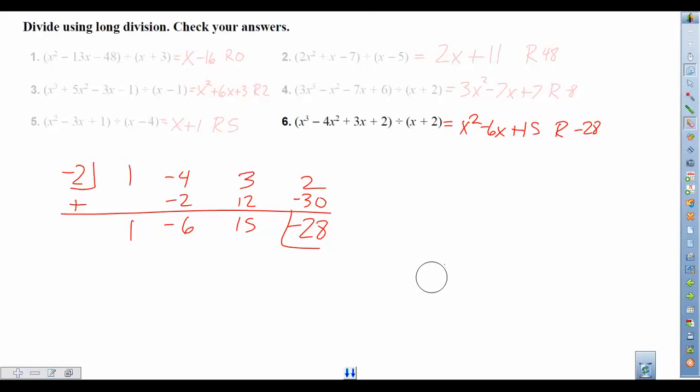So, how did I do there? Tough to do when you're holding your breath, but make sure I double check that. Negative 2, bring it down, multiply, add that up, multiply, positive 12, positive 15, negative 32 plus negative 30 makes negative 28, your remainder, ba-boom.